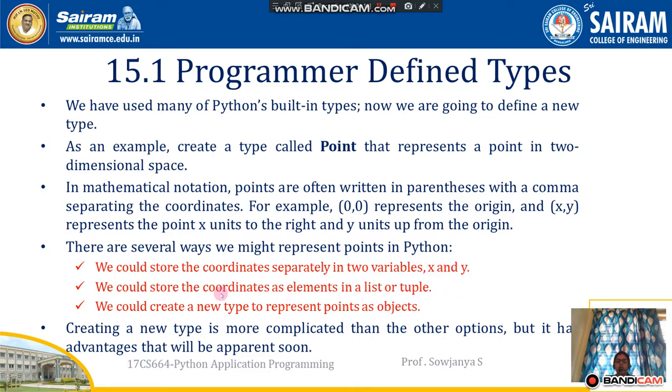The other way is we can store the coordinates as elements in a list or tuple. We have seen how to store elements in lists or tuples in the previous chapters. Another way is to create a new type to represent the points as objects. That is, you can create a new programmer defined type to represent points as objects. When it comes to this third way of representing points, it can be more complicated than the other two, but it has advantages. We'll see what the advantages of using this one are.